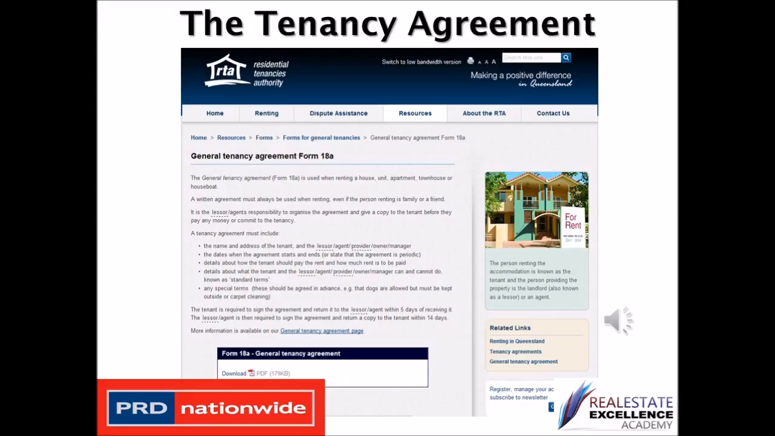Item 17 will set out whether pets have been approved at the property. Please note, if pets have not been approved at the property, they cannot be kept there at any time. Now, item 18 of the agreement sets out nominated repairers of the property. We shall explain this in further detail now.